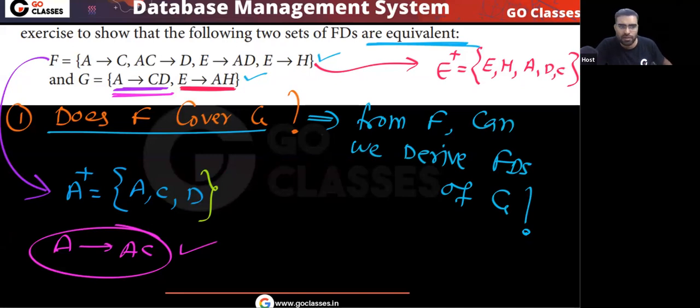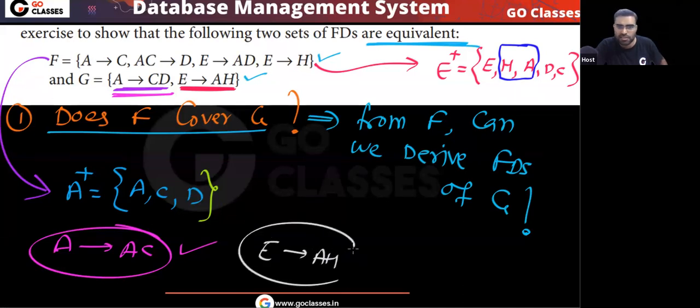Okay, so tell me, did we get? Yes, E can derive AH, right? Yes or no? Can you notice E can derive AH? You can see this. So finally, I can say that, yes, E can derive AH. That is also correct. So now what I can say, tell me: E can derive AH also in F. Okay, these things are happening in F.